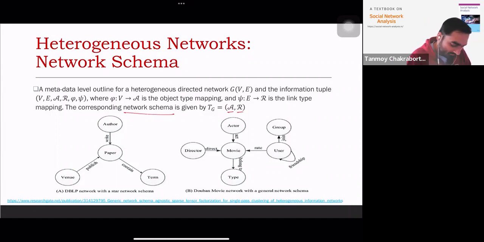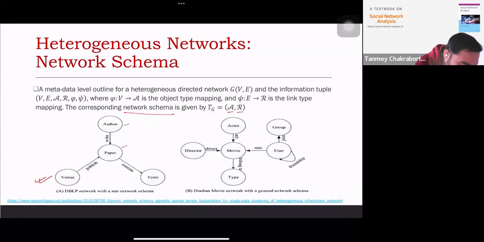Okay, so let's assume this network schema. It basically says that an author can be connected to a paper by a link write. Any author can be connected to any paper by a link write. It means that the author has written this paper. A venue can be connected to a paper by a link publish. That means this venue published this paper. A paper is connected to a term or a keyword via the link contains. That means the paper contains this term, right?